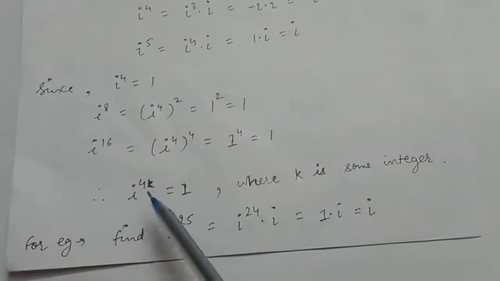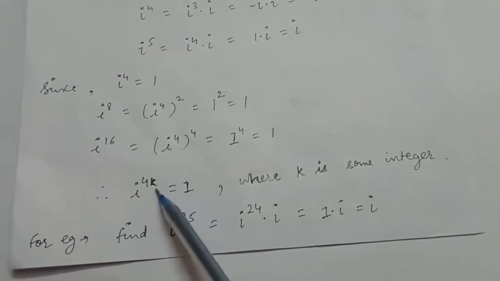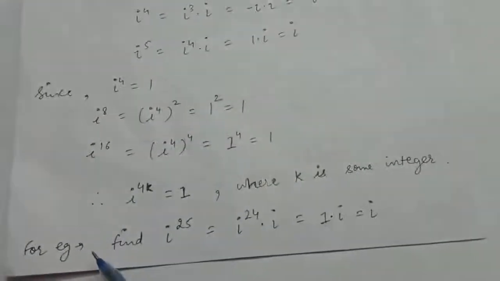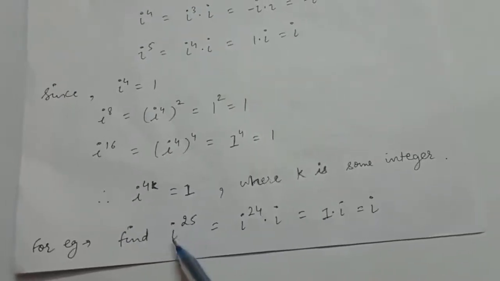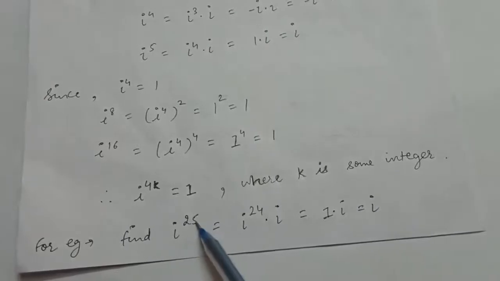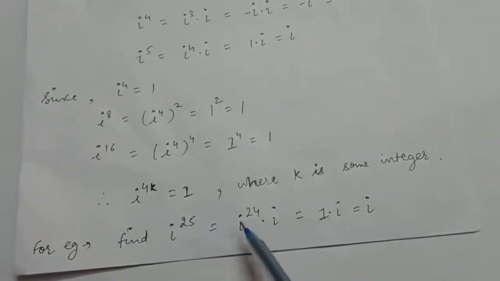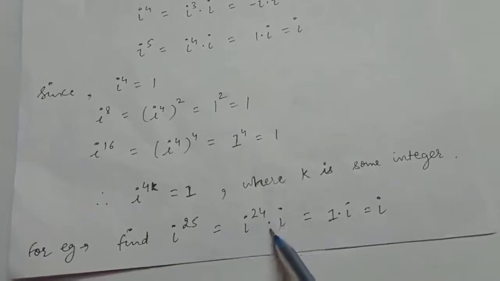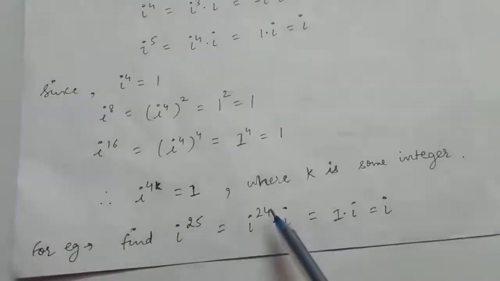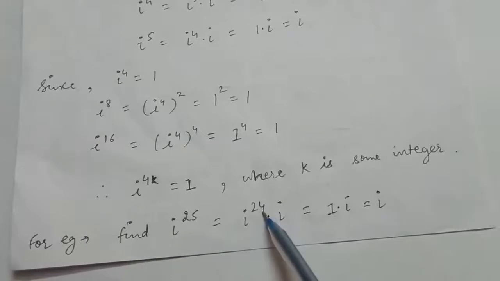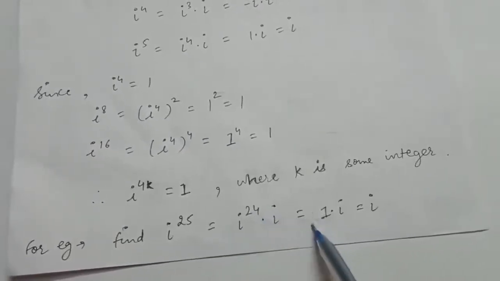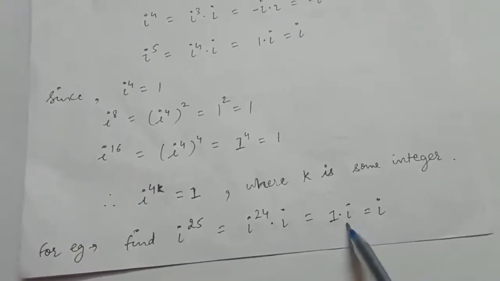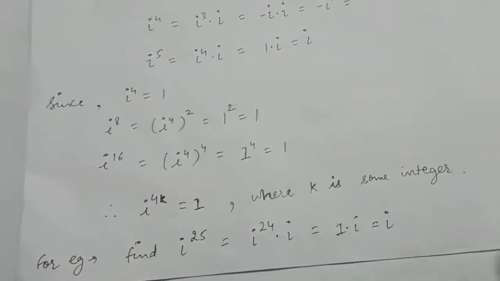Therefore we get this result that iota raised to the power 4k is equal to 1 where k can be any integer, right? So this result basically helps us to find the higher values of iota. If you have to find the value of iota raised to the power 25, then it can be written as iota raised to the power 24 into iota, right? Why have we written this? Because here 24 is a multiple of 4. Therefore, we can directly write that this is 1 into iota, and 1 into iota will be iota, right?